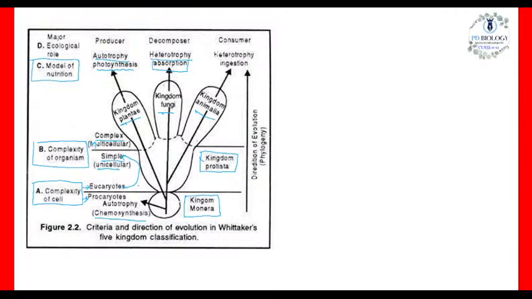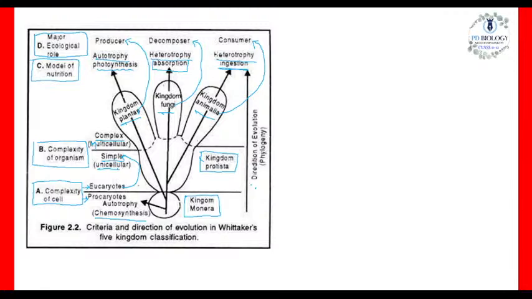And the animals, they are heterotroph and their mode of nutrition is ingestion. The fourth category of classification, that is ecological role. So the plants are producers, the fungi are decomposers, and Animalia, they are consumers.